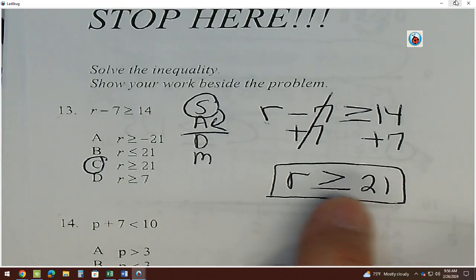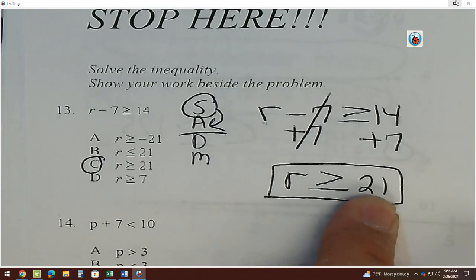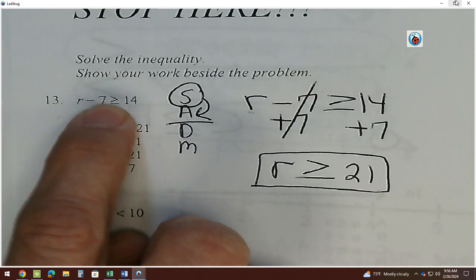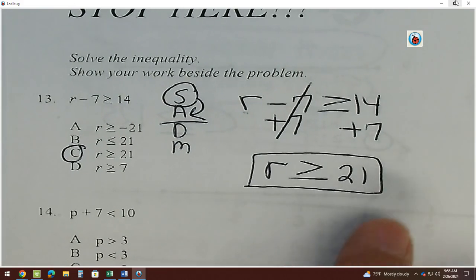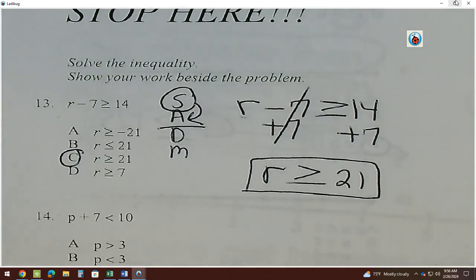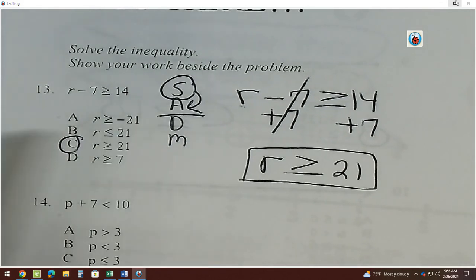Esto quiere decir que la R tiene que ser 21 y la puede escalar, o puede ser más grande que 21, que va a ser 22, 23, 24, 25, 100, whatever you want. Okay? But I use that M. Good job, Yeroldi.